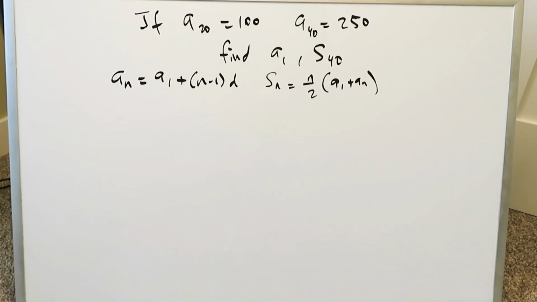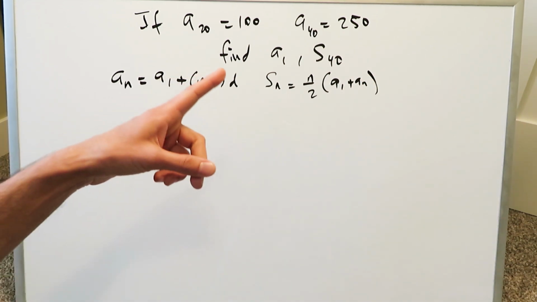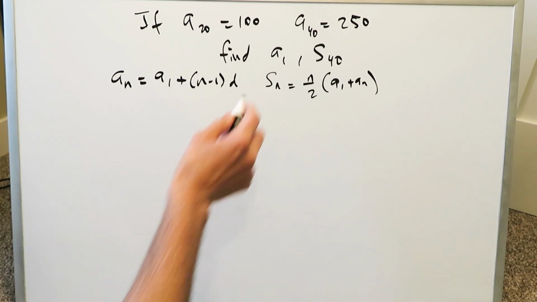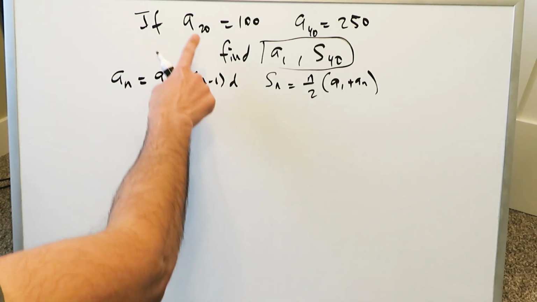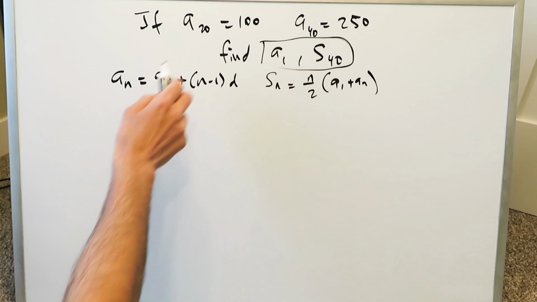We have a question here where the 20th number is 100 and the 40th number is 250. We have to find the first number and the sum of those 40 numbers. How do you go about doing that? You look at this formula over here and you put in what you know. We know the 20th number is 100.